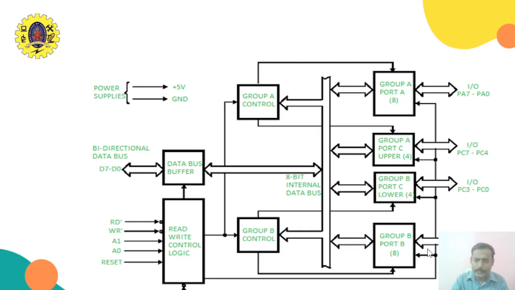Look at this group B. In group B, we have port B, PB0 to PB7, all 8 lines, and then port C lower, that is PC0 to PC3. So these come under the group B signals.